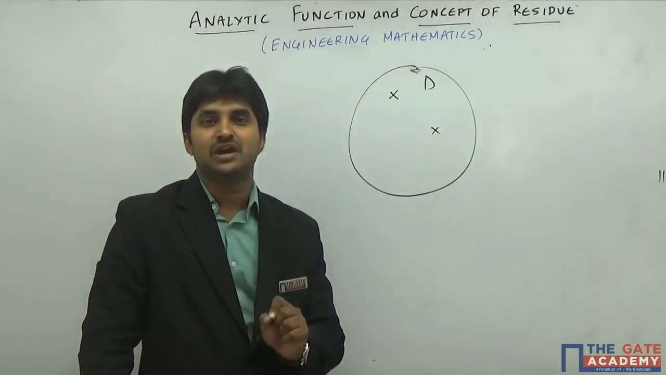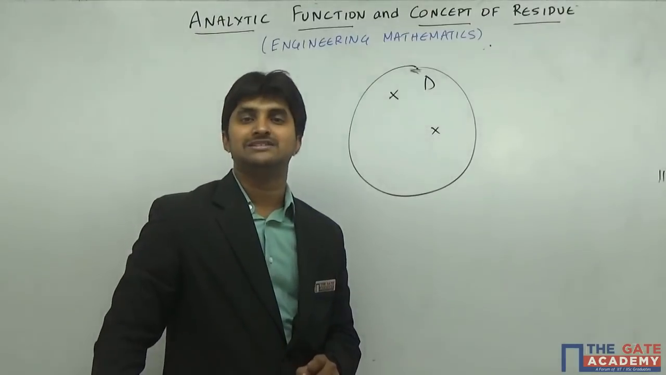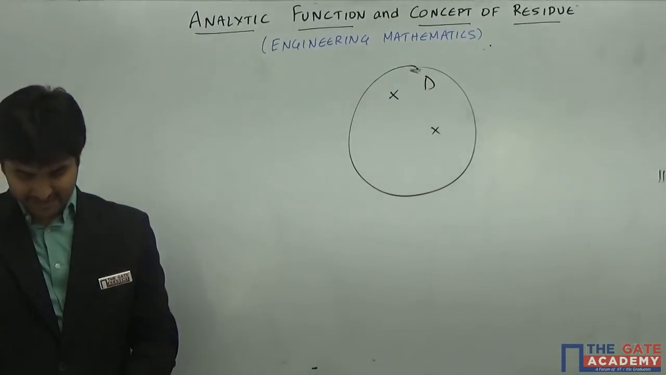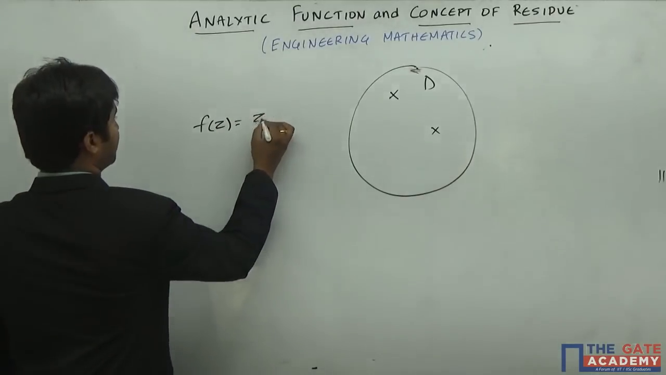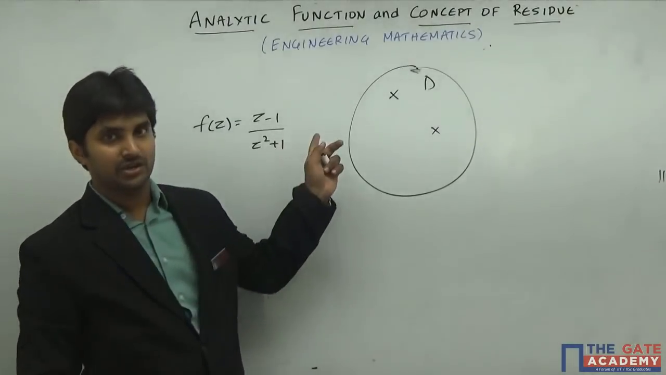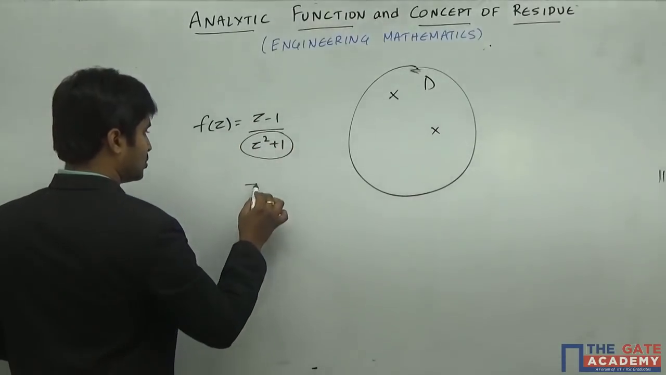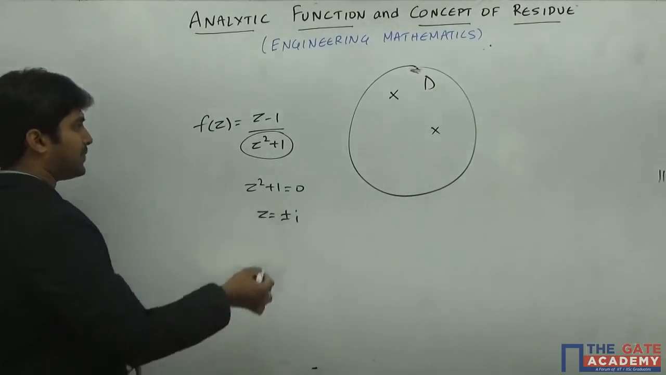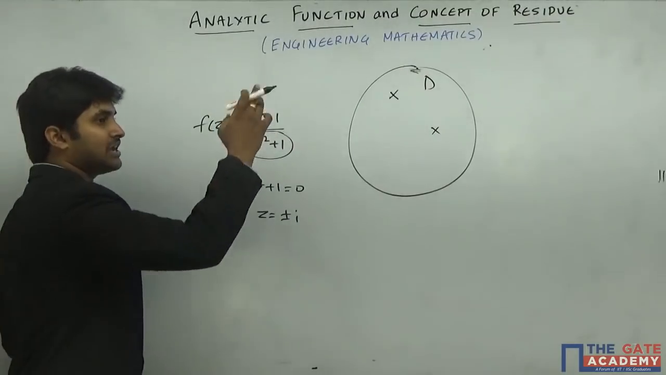So the points where the function ceases to be analytic in nature are what we call the singular points. For example, if I take an example, f of z is equal to (z minus 1) divided by (z square plus 1). This function is going to be analytic at each and every point except where the denominator is equal to 0. So z square plus 1 equal to 0, z is equal to plus or minus i. Now what happens at z is equal to plus or minus i? If you put z is equal to i, the denominator is equal to 0, which is an undefined value.